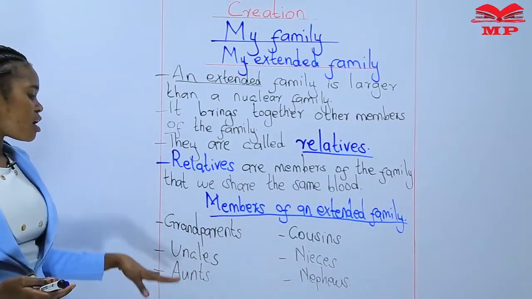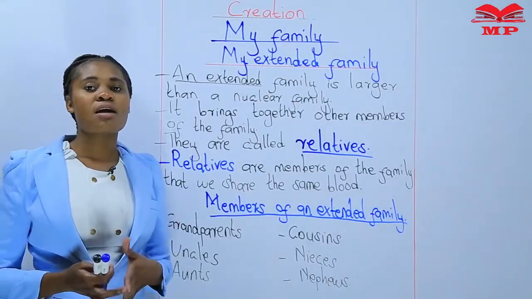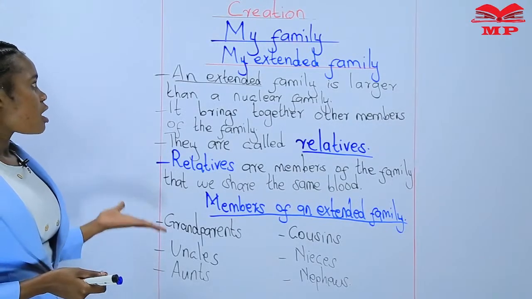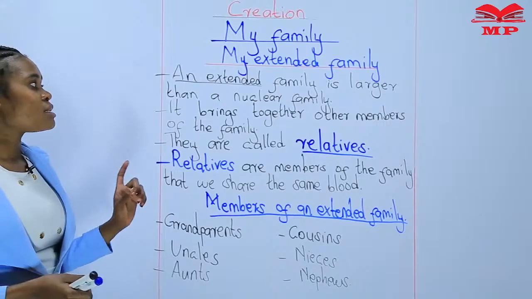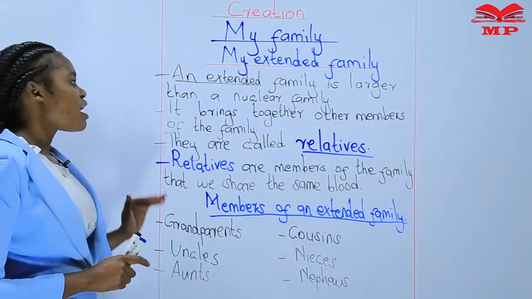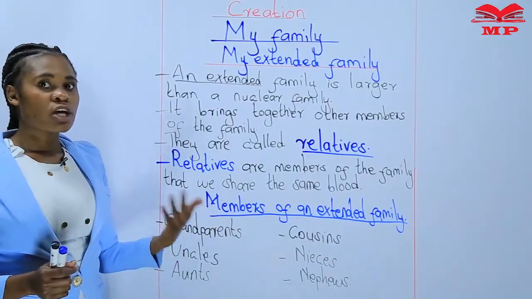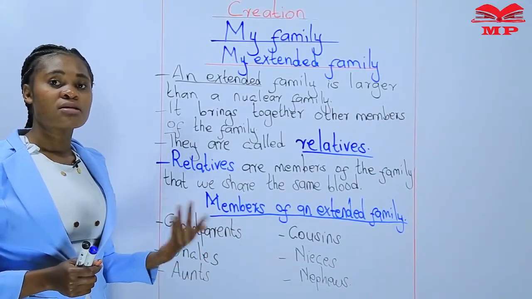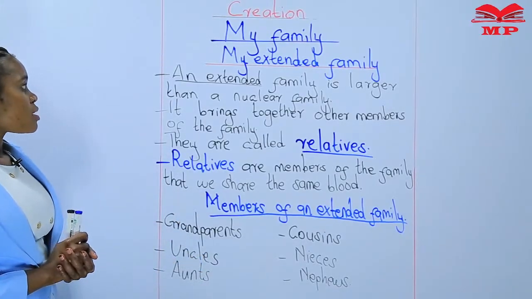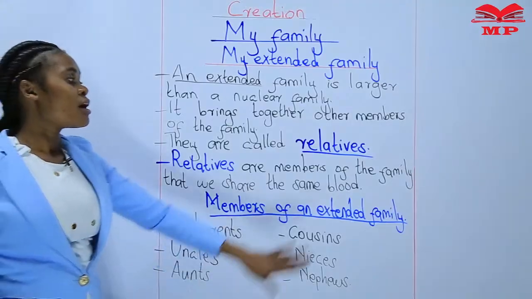So grandparents, uncles, aunts, cousins, nieces and nephews are our relatives. They are our relatives and they belong to the extended family. So this is all about an extended family. Remember that it is larger than a nuclear family, and an extended family brings together other members of the family. You meet together as a family, maybe in occasions you have a ceremony, a birthday ceremony, a wedding ceremony, or you want to celebrate something, you'll meet the members of your extended family.